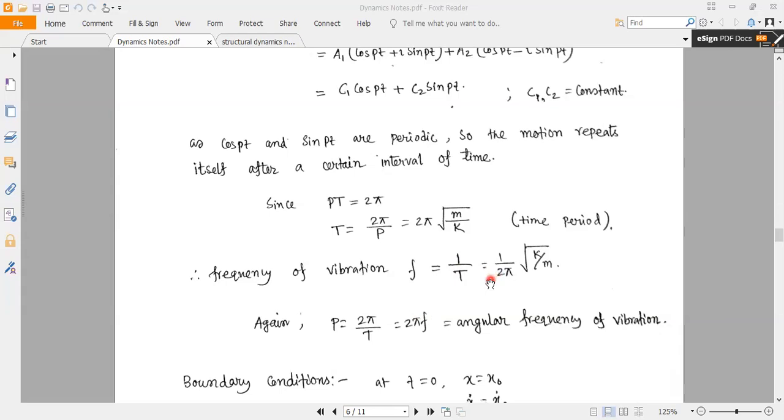So 1/T means you have the value of T, so you just put it here, so it will be 1/2 pi root under K by M.